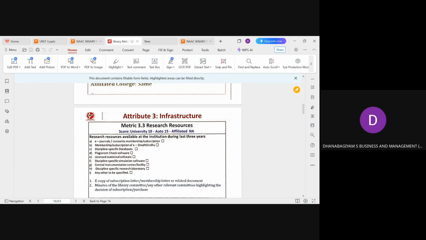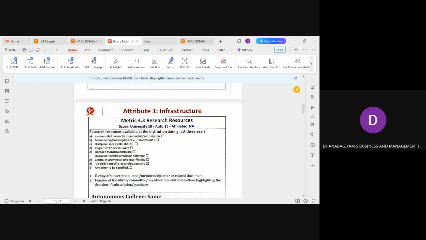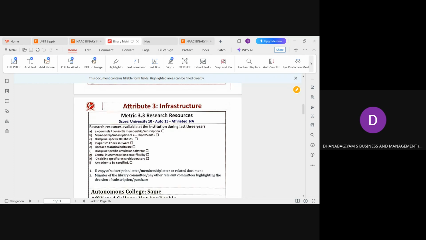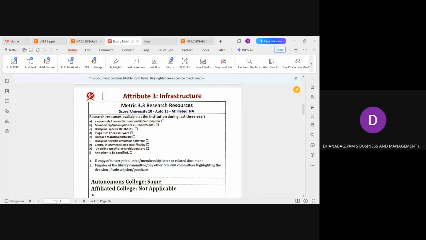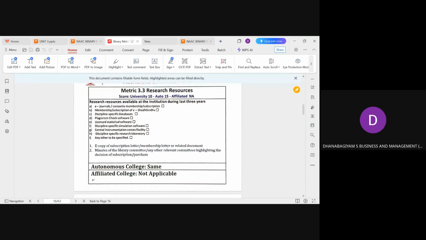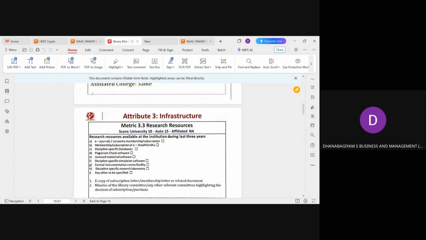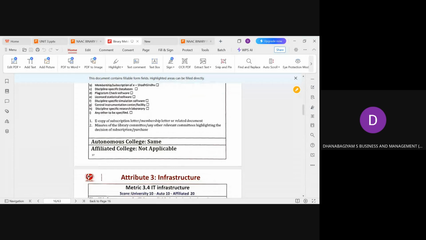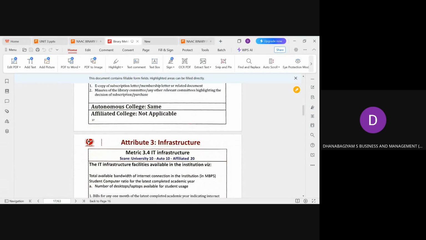Similarly, we can have discipline-specific simulation software and discipline-specific research laboratories, as Sir was telling earlier. Likewise, we can have some library resources. So this comes under criteria 3.3. And next, under 3.4, IT infrastructure.